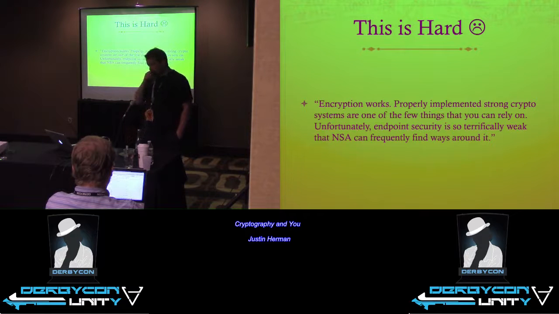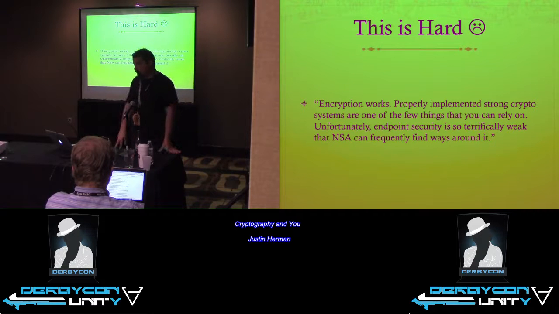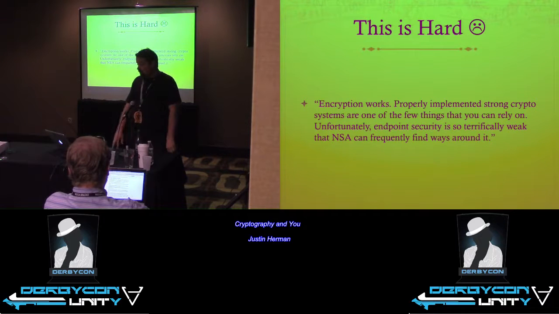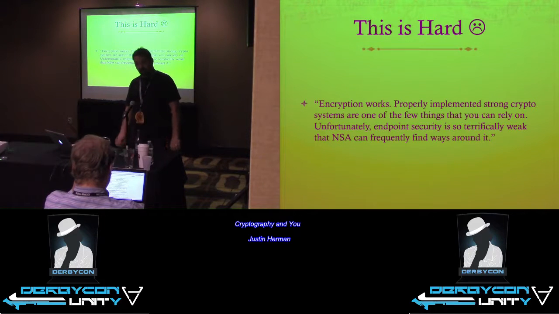A great quote that I always try to think about with that is: encryption works. Properly implemented strong crypto systems are one of the few things that you can rely on. Unfortunately, endpoint security is so terrifically weak that the NSA can frequently find ways around that. And, of course, that was said by Edward Snowden. He should probably know a thing or two about cryptography and some of the capabilities of the NSA.